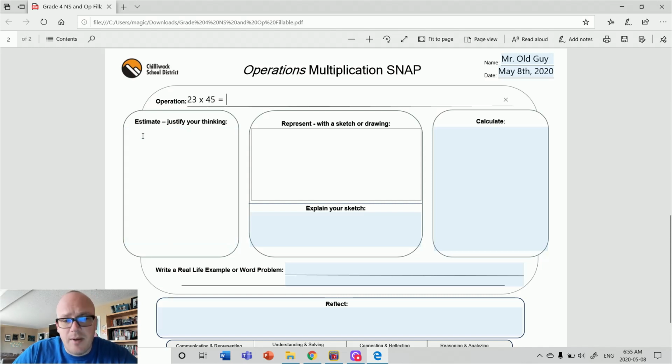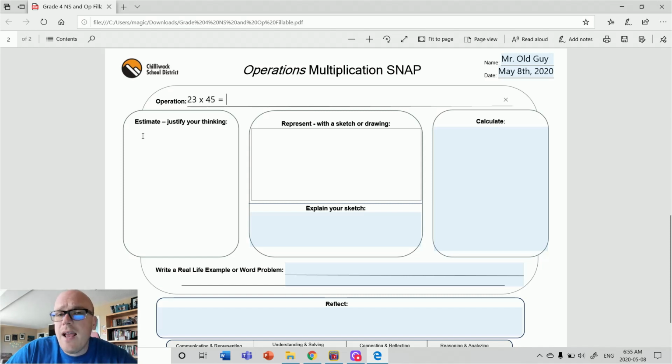It says, estimate, justify your thinking. So the first part of it is we need to estimate what is 23 times 45. The second part is we need to justify it. We need to say why it does equal that.